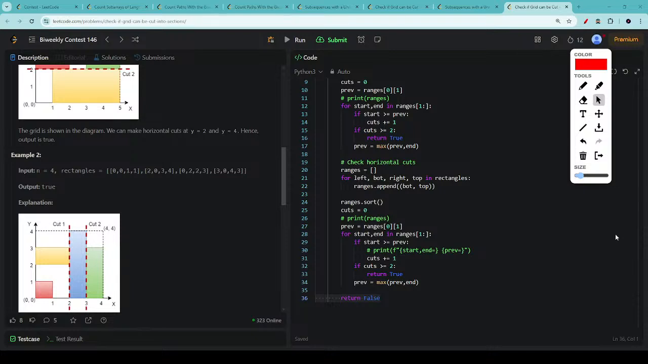Yeah, 10 to the power of 9 is a big number. So the general trick is, you see 10 to the power of 5, you cannot do n squared. 10 to the power of 5 means it has to be better than n squared. You see 10 to the power of 9, it has to be linear, or sometimes even better than linear. When you see 10 to the power of 9, linear doesn't work either. So it has to be sublinear.